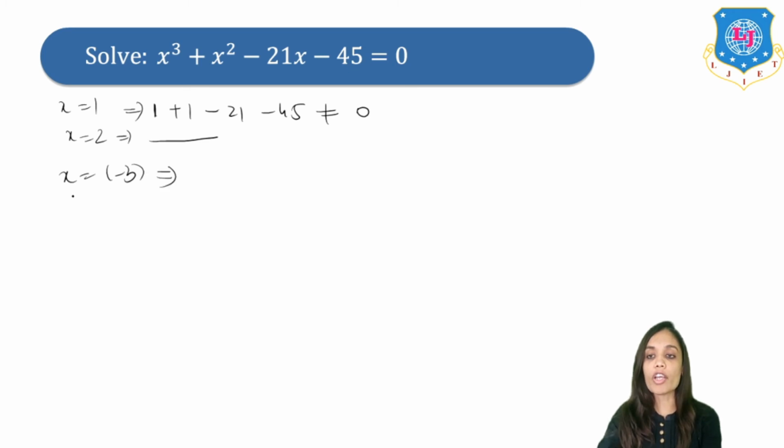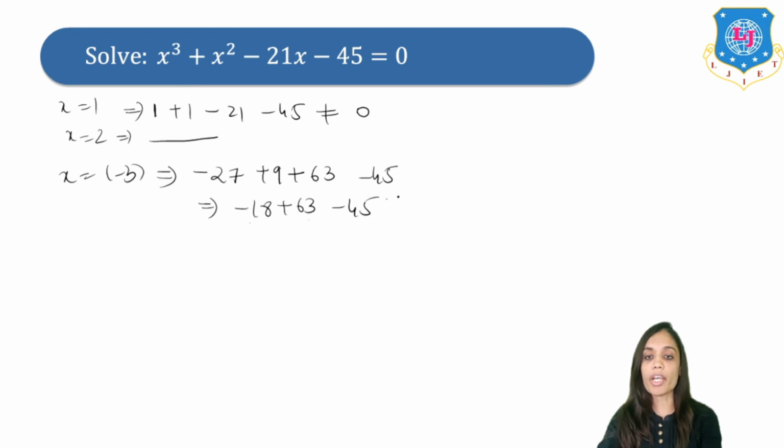So you can see if I put x equals minus 3, this will be minus 27 plus 9 plus 63 minus 45. And you can see this will give us minus 18 plus 63 minus 45. So 45 minus 45, the answer is 0. So our first value of x is what? Minus 3. Right? We have to solve, so we just have to find the values of x.